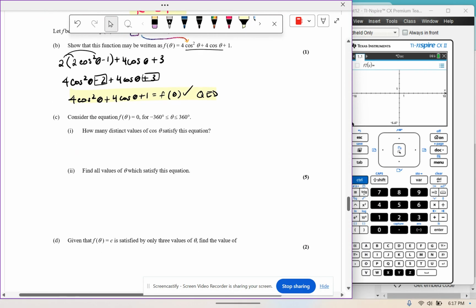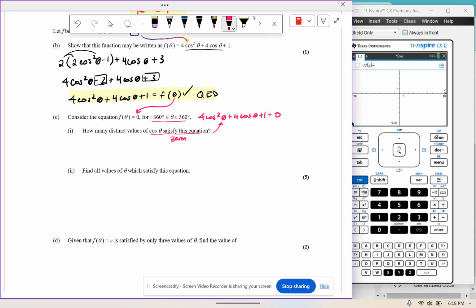Okay. Now it says consider the equation f of theta equals 0. So this is f of theta, and I'm going to be setting it equal to 0. So I would have 4 cosine squared theta plus 4 cosine theta plus 1 equals 0. And I'm going to find the distinct values of cosine theta that satisfy this equation. This is a very sneaky way of telling me that I'm trying to find the zeros of this, on an interval from this to this.